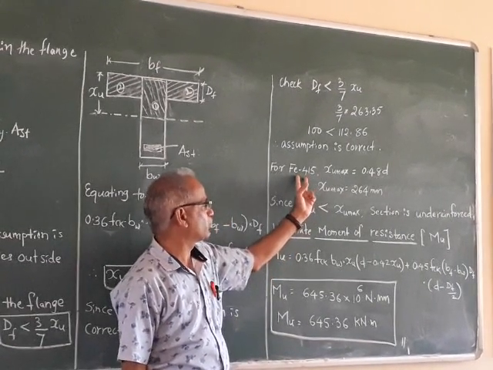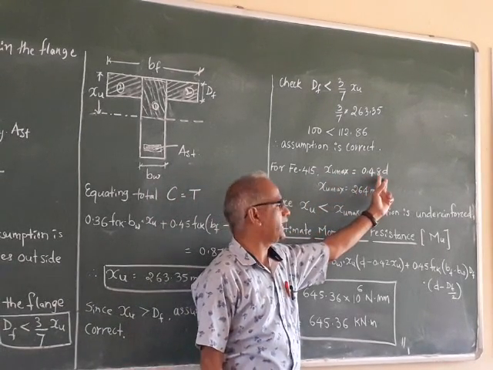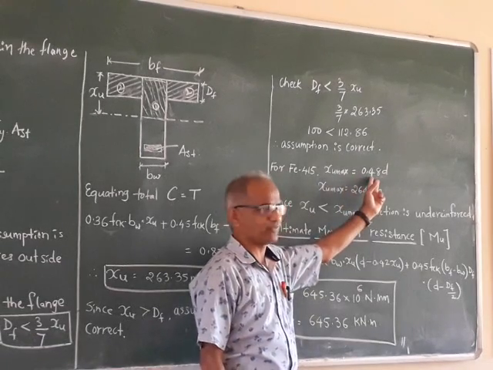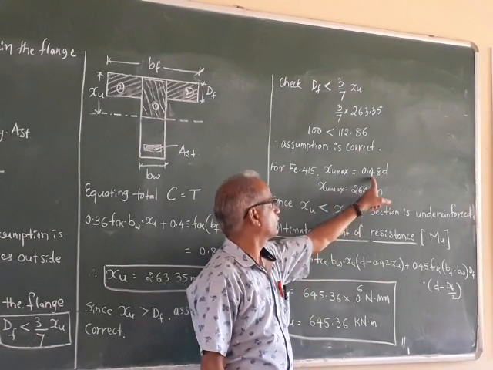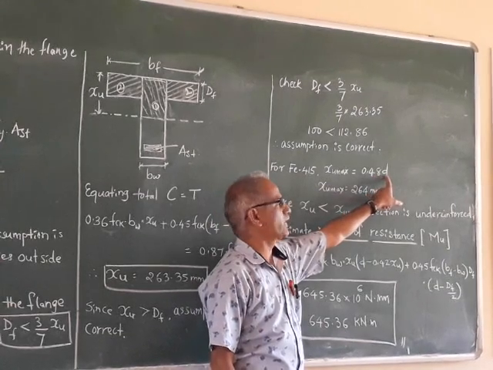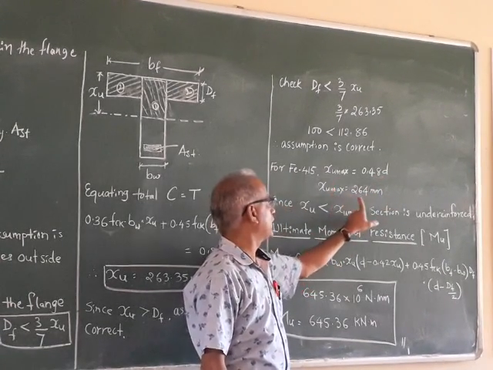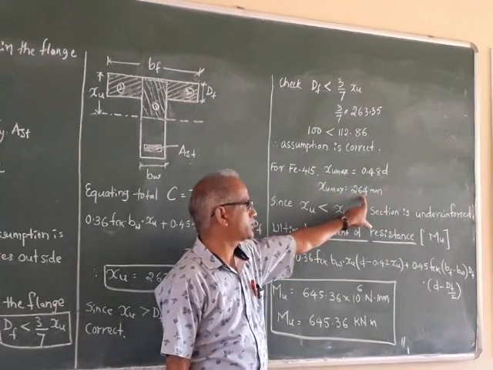So for Fe415 grade steel, XU max is equal to 0.48 D, or XU max upon D is equal to 0.48. So therefore XU max is equal to 0.48 into effective depth of the beam. Substitute this, we will get XU max 264 mm. So XU max is 264 mm.